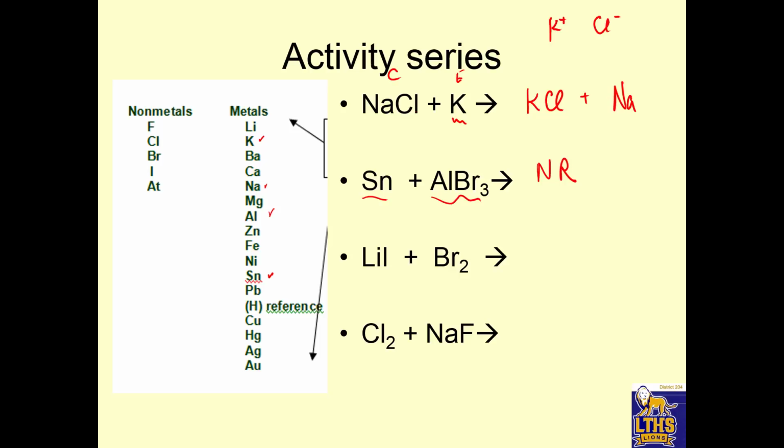Okay, so now we got lithium iodide and bromine. The element, the thing that's by itself, is a non-metal, so we have to check the non-metal activity series. And we look to see if bromine is higher than iodine, and it is. Right? So bromine will kick out iodine. So now I have a lithium with a +1, a bromine with a -1. I get LiBr. Right? What got kicked out?